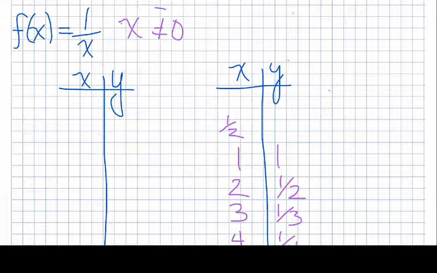Dividing by a fraction is the same as multiplying by its reciprocal. The reciprocal of 1/2 is 2. So my y value would be 2, because I would get 1 times 2. If x was a quarter, again, I'd be multiplying 1 by the reciprocal of a quarter, which is 4. So y would be 4. If x was 1/10, y would be 10. So the smaller my x value gets, or the closer to 0 the x value gets, the larger the y value will be.